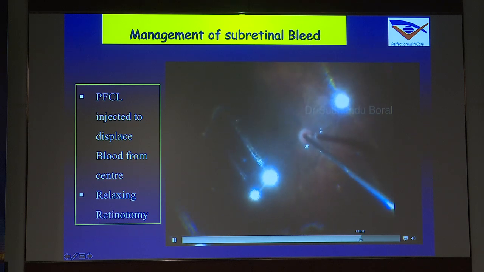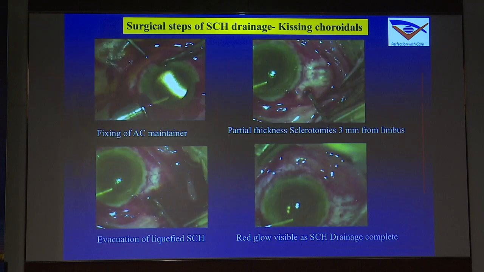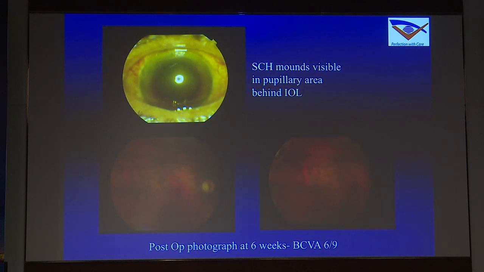It works fairly well. These are some of the cases of the dreaded complication of large suprachoroidal hemorrhage. I'll not discuss much on this, but we have treated a large number of referred cases where you can drain it by putting in an infusion maintainer, a partial thickness sclerotomy from outside, and then inject PFCL into the vitreous cavity, do the vitrectomy, remove the blood, and these are some of the examples.